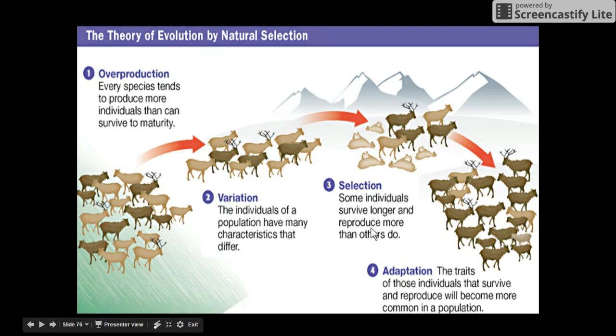Some individuals are selected out of the environment. Some individuals will be able to survive longer and reproduce more. And these are called adaptations. Adaptations are the traits of individuals that survive and reproduce and become more common in a population. So adaptations are those good mutations that help animals to survive. And this is all a review of our theory of evolution on page 151.